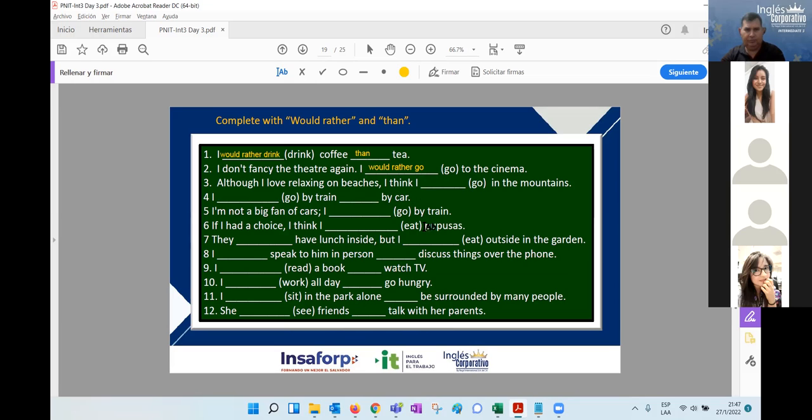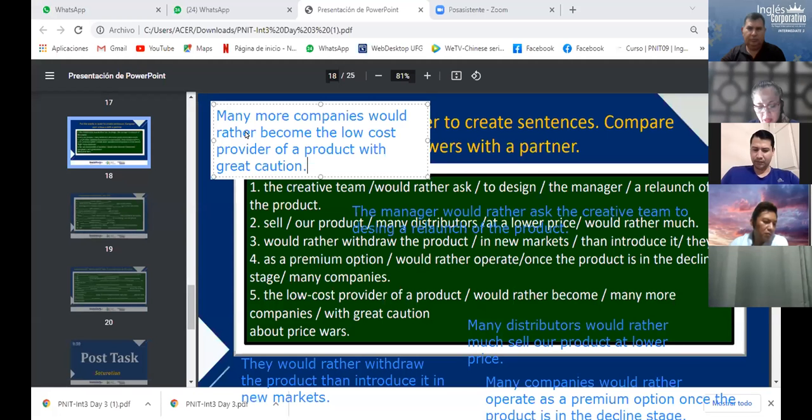Okay. I think. Ahí creo que va a cambiar el verbo. I think. Caution. Con cuidado. Yes. Many more companies could rather become the low-cost provider with great coverage. Yes, it's possible. Okay. Possible.